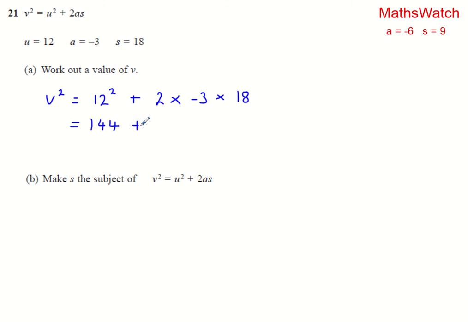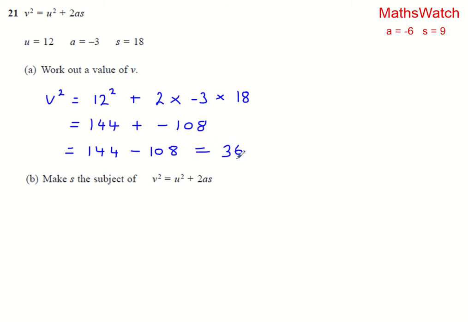To that we're going to be adding 2 times minus 3 times 18. You can do this in any order. So for example, 18 times minus 3 is minus 54, and 2 times minus 54 is minus 108. Once again, we have a plus and a minus next to each other, so that's overall going to be 144 minus 108, and that gives us an answer of 36.